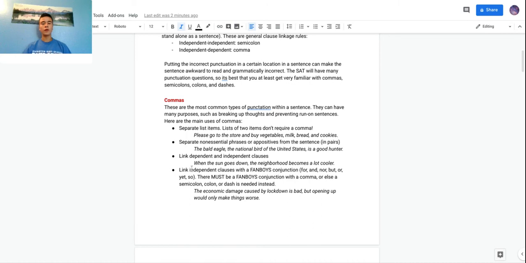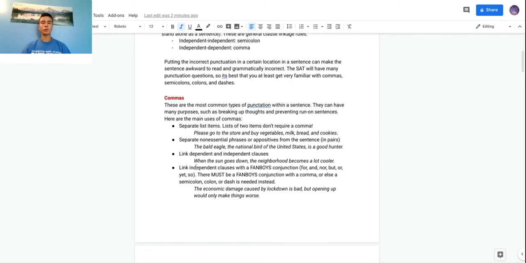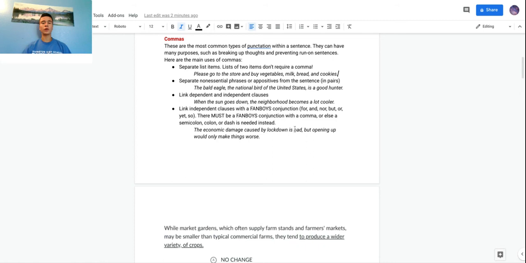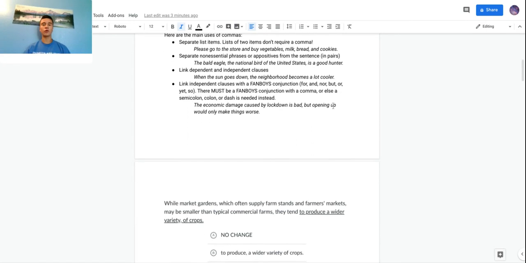Then what I said earlier about linking two independent clauses with a FANBOYS conjunction: there has to be a FANBOYS conjunction with the comma, or else you should use some other type of punctuation to separate the two clauses. When there's a comma without a conjunction, it's called a comma splice error. You don't need to know the name of that. "The economic damage caused by lockdown is bad" is an independent clause. "Opening up would only make things worse" is also an independent clause. But they can be joined here by the comma because "but" is one of the seven FANBOYS conjunctions.